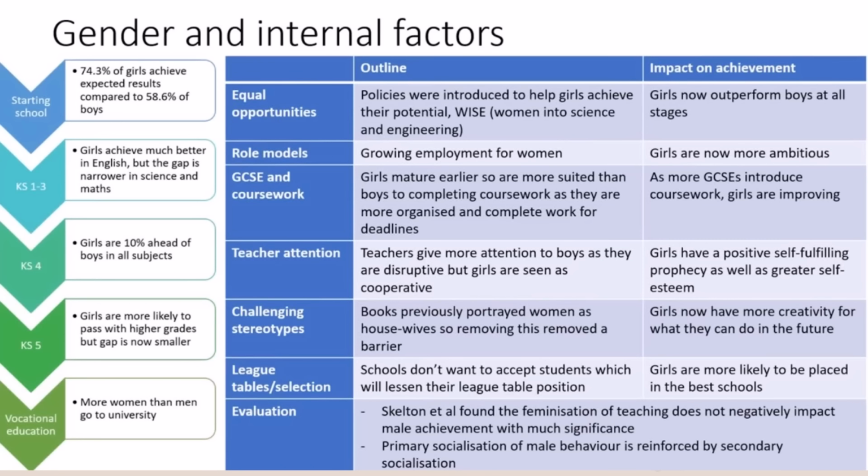All right, then we have gender and internal factors. I got a few statistics and information at the side you can read if you need to. The first one is equal opportunities. Policies were introduced to help girls achieve their potential. WISE also helped with this, which stands for Women into Science and Engineering. Before, these were more male-dominated subjects, but things have changed now. The impact is that girls now outperform boys at all stages, even in these subjects. Next one, role models.